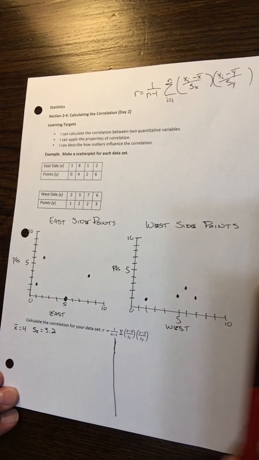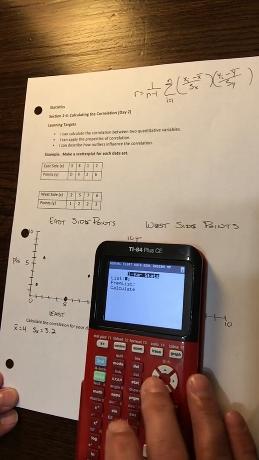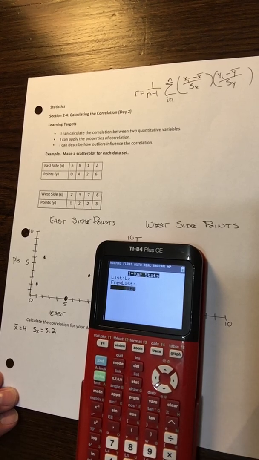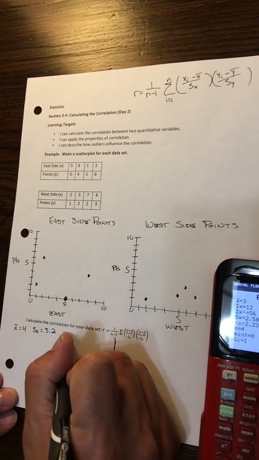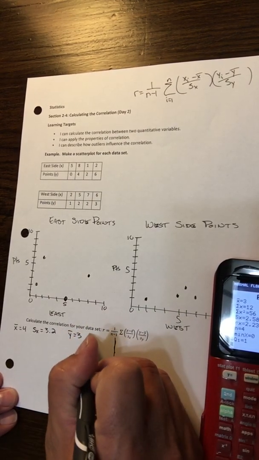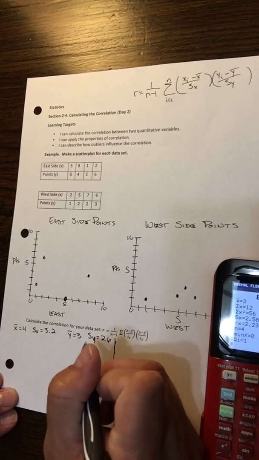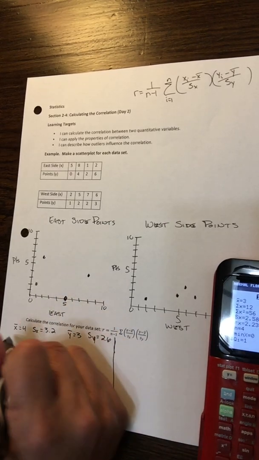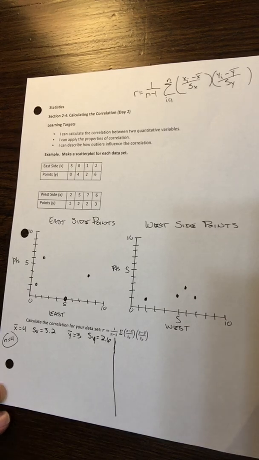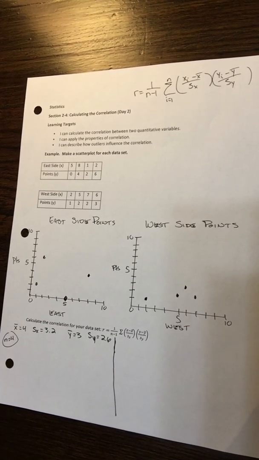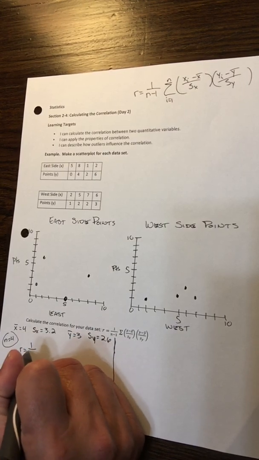I also need from list 2 this stuff. So I'm going to hit stat, go over to calc. I'm going to do one variable statistics, but this time for list 2, those are my y values. So this tells me x bar, but it's really y bar is equal to 3 and s sub y is equal to 2.6. And n, of course, is equal to 4 because there are 4 ordered pairs. Now I'm supposed to calculate the correlation. It's a little easier to do when there's only 4 points. So here we go. It's going to be r equals 1 over 4 minus 1.